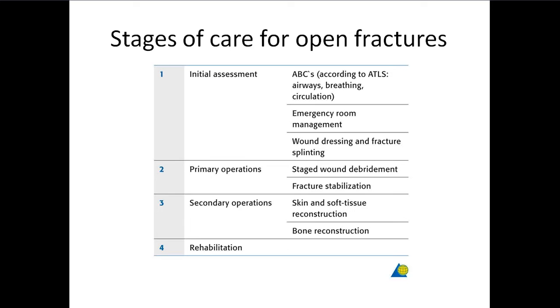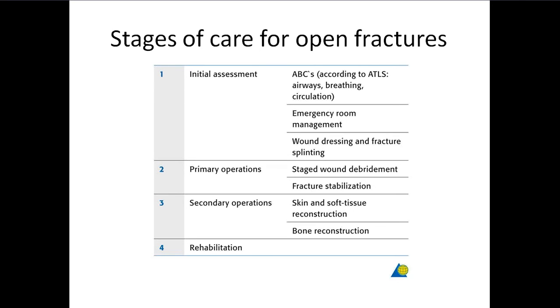These are the stages of care of open fracture. Initially, you need to assess the wound, airway, breathing, circulation, and do emergency room management, wound dressing, and fracture splinting. Then followed by primary operation, which is nothing but wound debridement. Already I told you what wound debridement is, and then stabilize the wound. After debridement, it depends. In some large wounds, grade 3B and grade 3C, you need to put an external fixator for some time. That is also one primary stabilization.